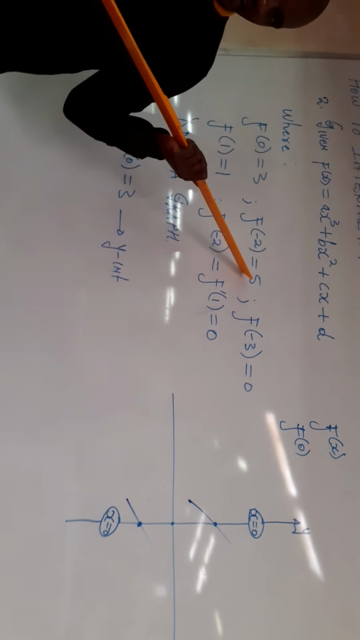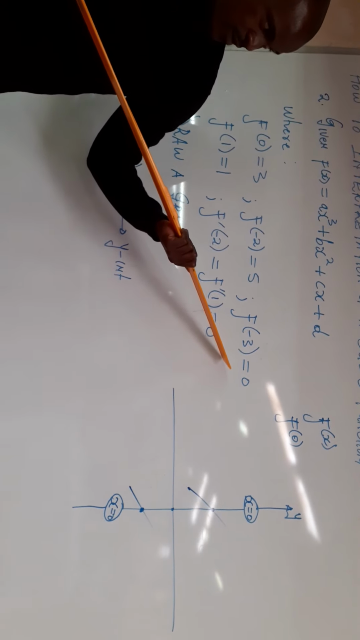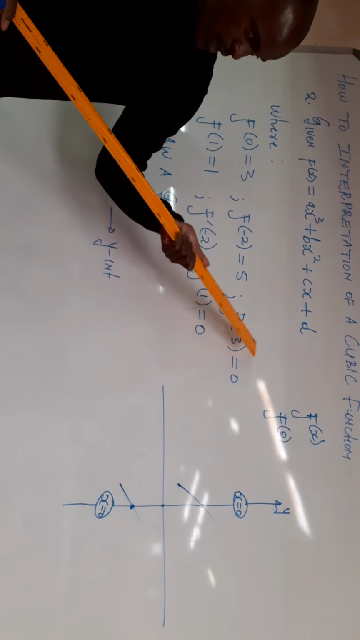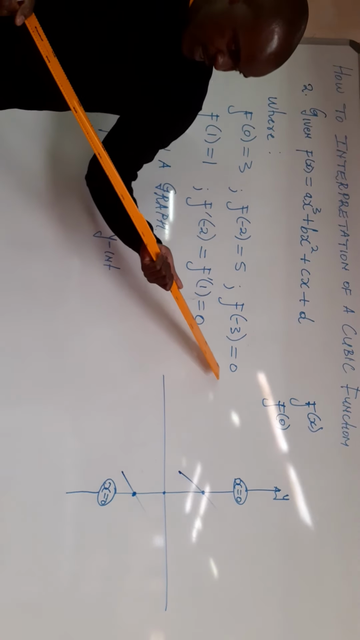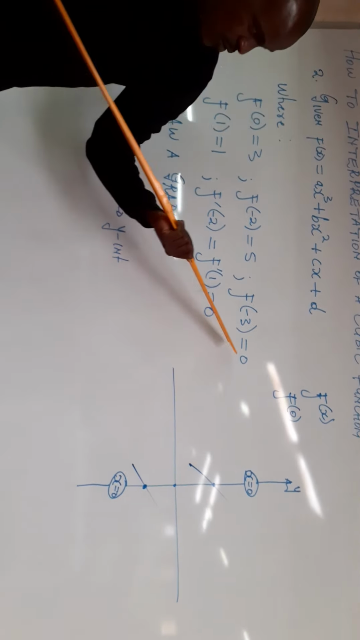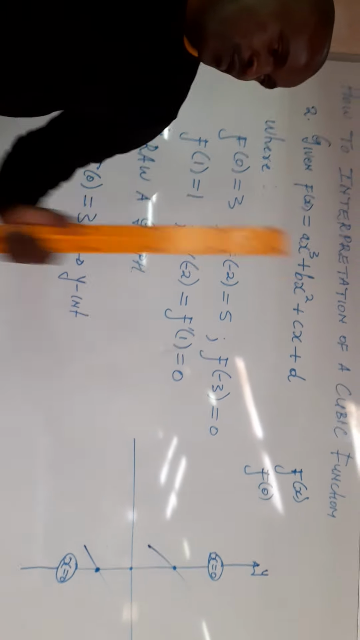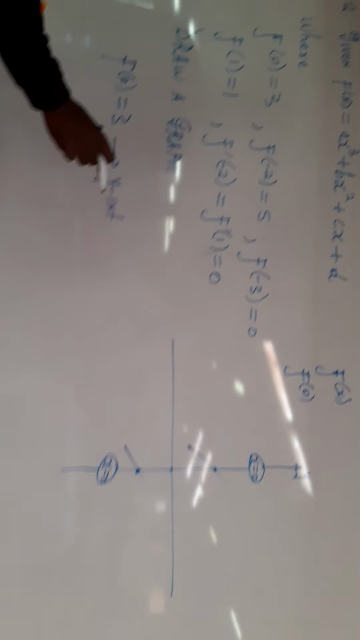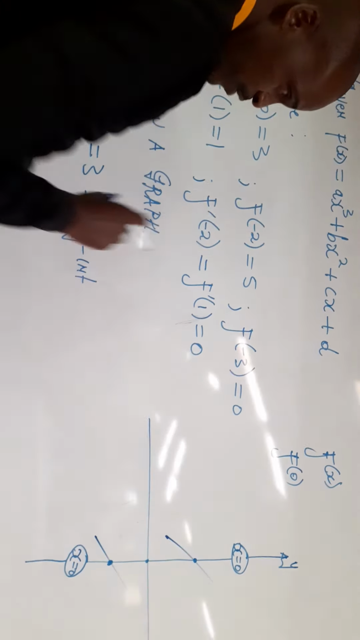F at negative 2 is equal to a number. F at negative 3 is equal to 0. F is our y. When do we let y to be 0? We let y to be 0 for the x-intercept. For the x-intercept, we let y to be 0, which means f at negative 3 will be our x-intercept. This is our x-intercept because we have let y to be 0 to find the value of x.